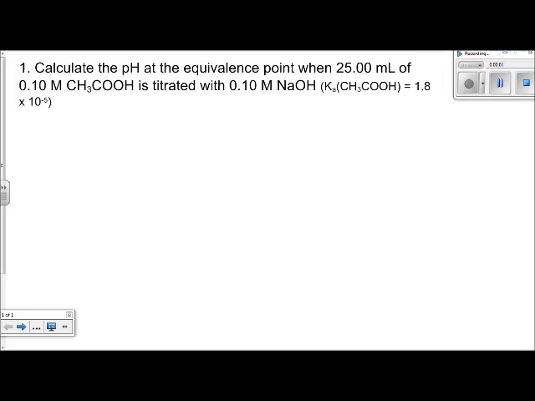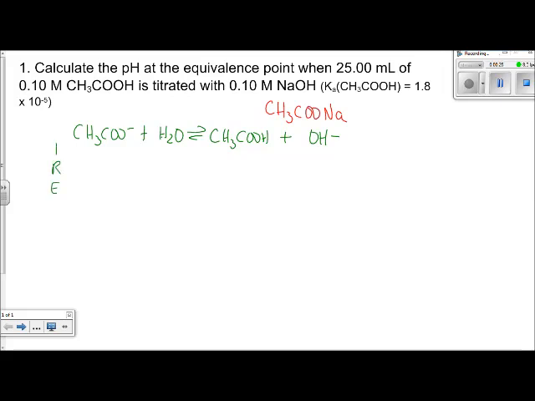In this problem, we're told we're at the equivalence point of the titration of acetic acid with NaOH. So the first thing to do is identify the salt, which we know exists at the equivalence point, and that would be sodium acetate. Since it's the acetate that's going to be reacting with the water, being a conjugate base of a weak acid, we now write the equilibrium for that interaction with water. That will generate acetic acid, and by consequence OH minus.